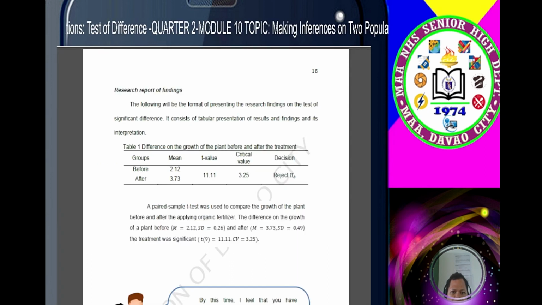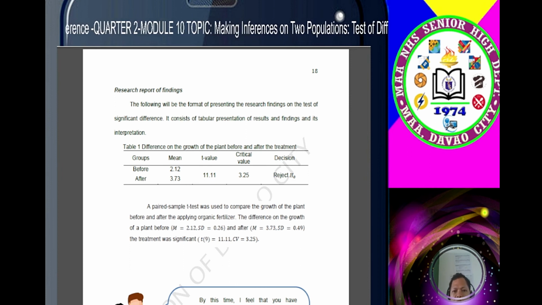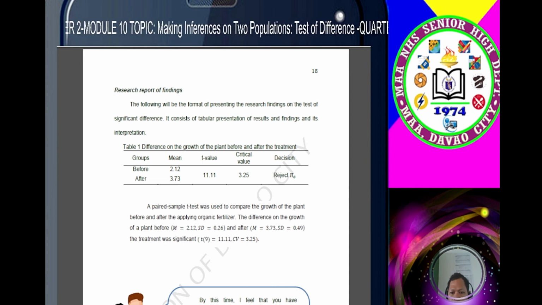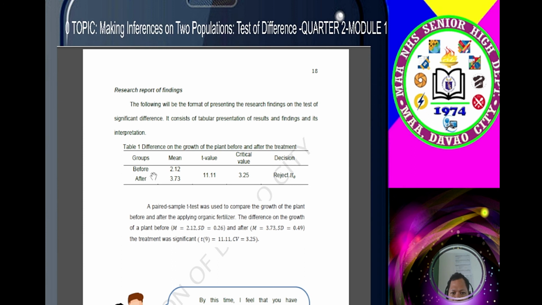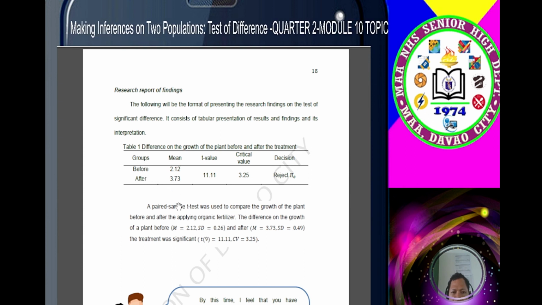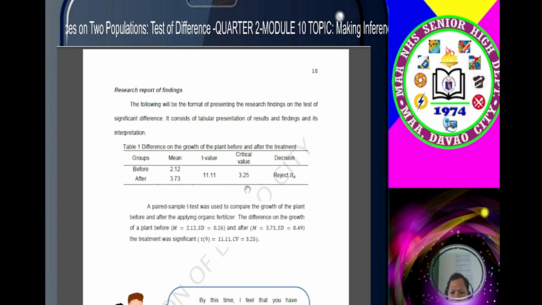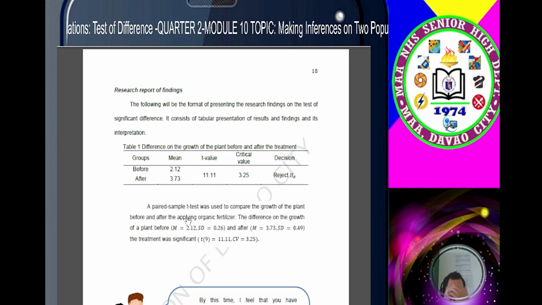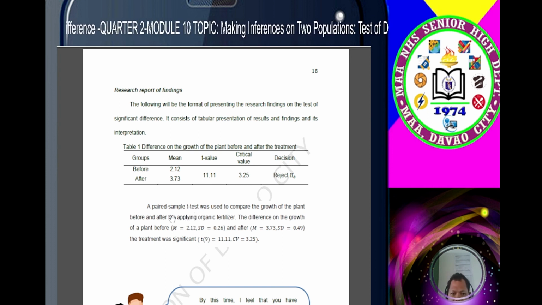Okay, so let's now interpret the result or report the findings. We have this table, so just follow this table. Difference on the growth of plant before and after. We have the groups, before and after. You just write the mean, then t-value, then critical value, then decision. Reject H0. Then this is now our discussion here, reporting of findings.